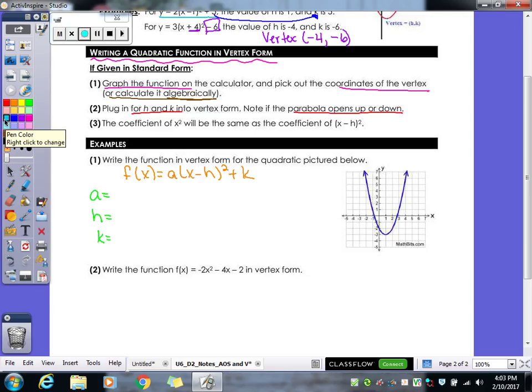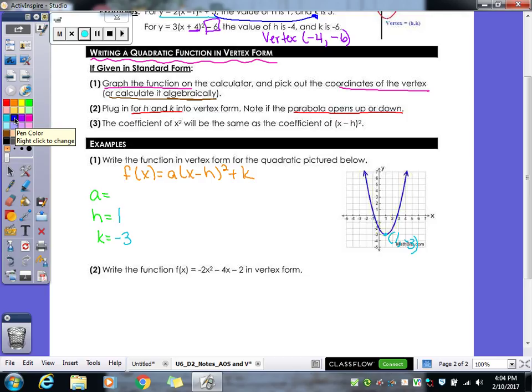So let's go over here and take a look. Here's our vertex. The coordinates of your vertex would be 1, negative 3. And that right there gives us 2 of our letters. The x value from your vertex is your h. The y value is your k. So we have our h and our k already.